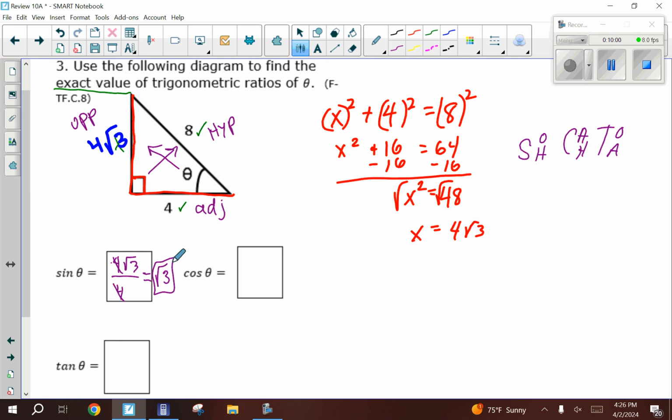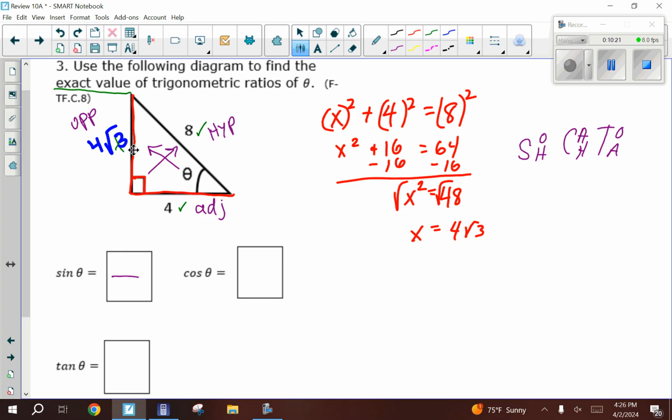The cosine is going to be the adjacent side over the hypotenuse. So this is going to be 4 over 8, but again, you should always simplify these, so that's just going to be 1/2. And then the tangent is going to be the opposite on top of, I made a big mistake. Hold on, I need to go back a little bit. Let's go back to this one.